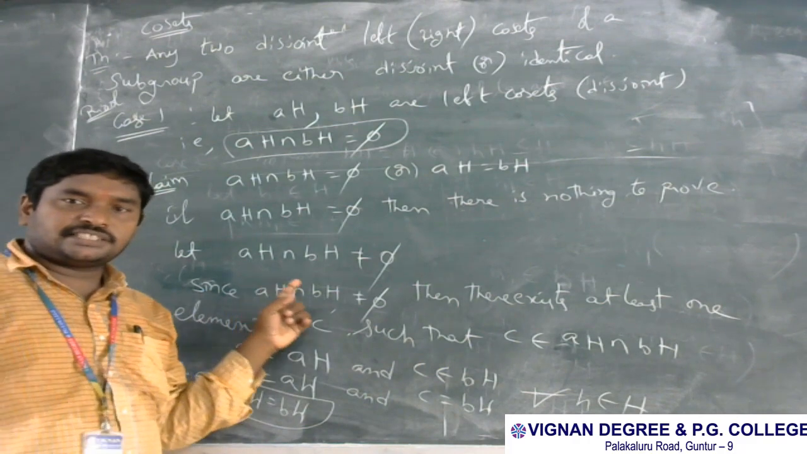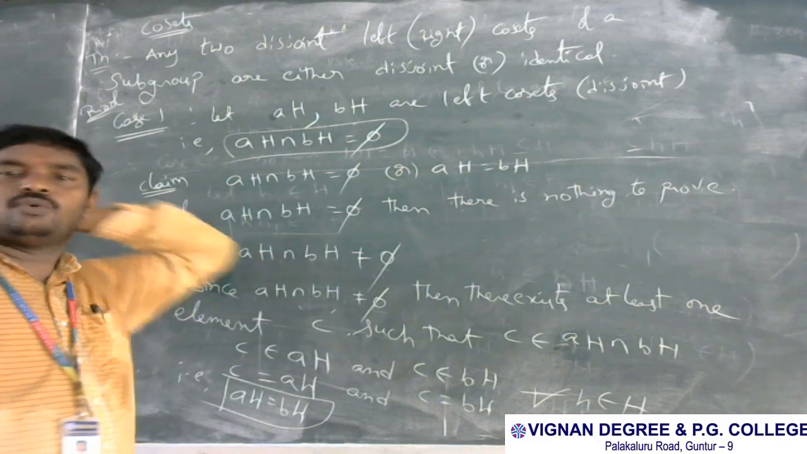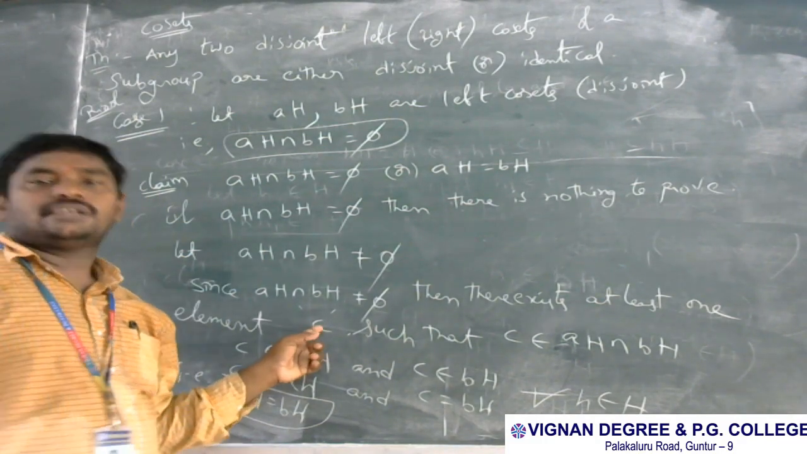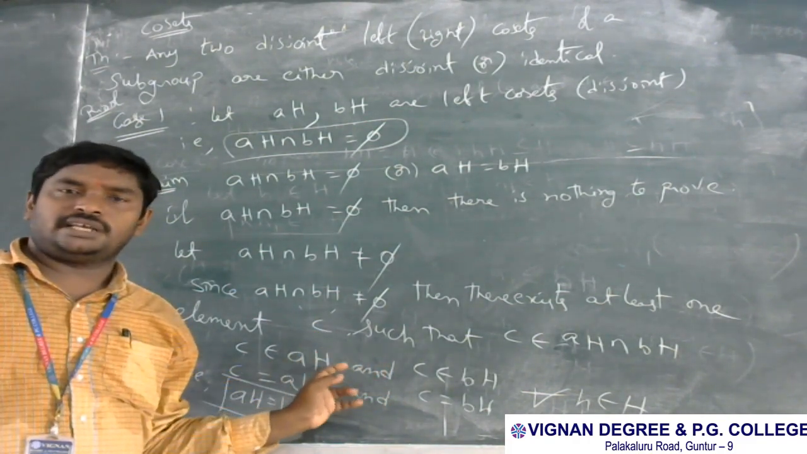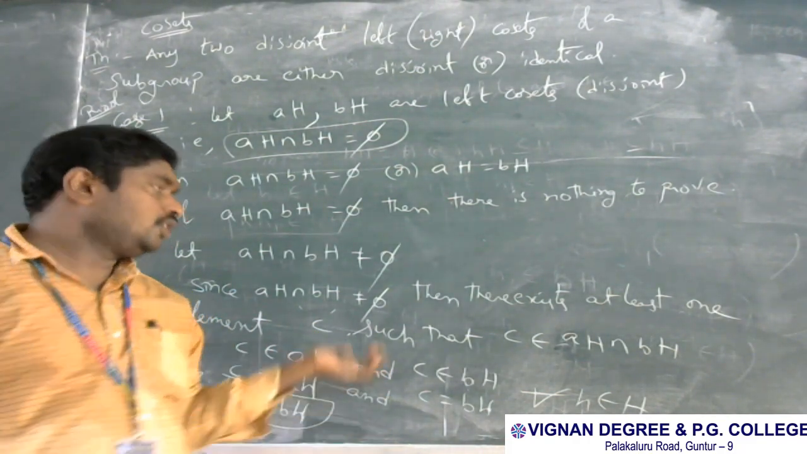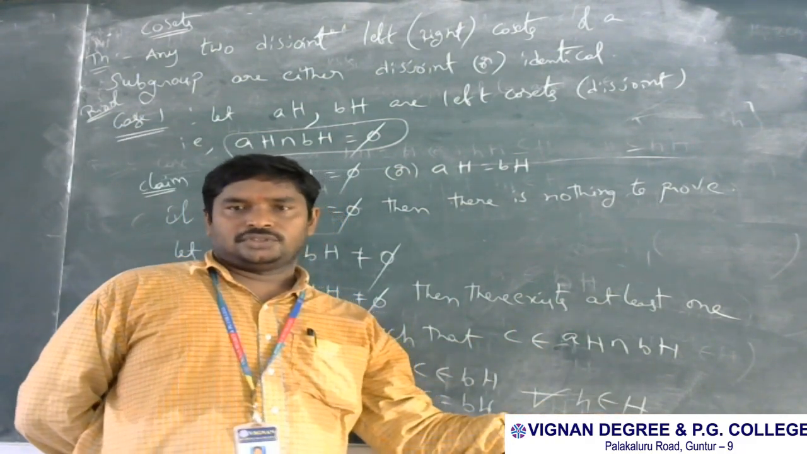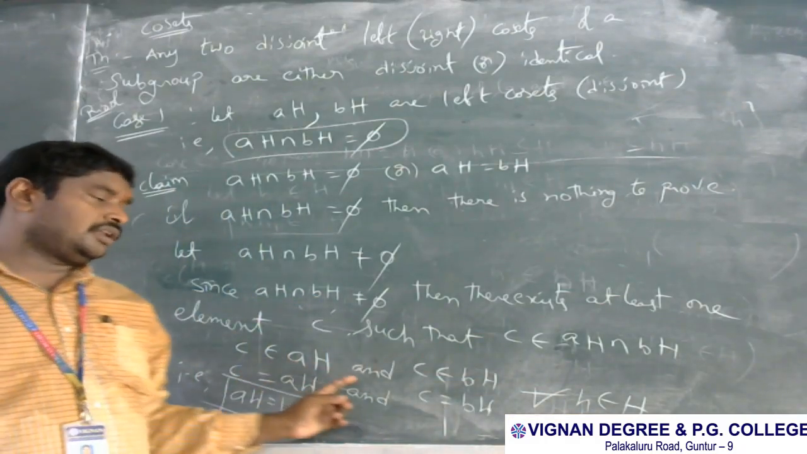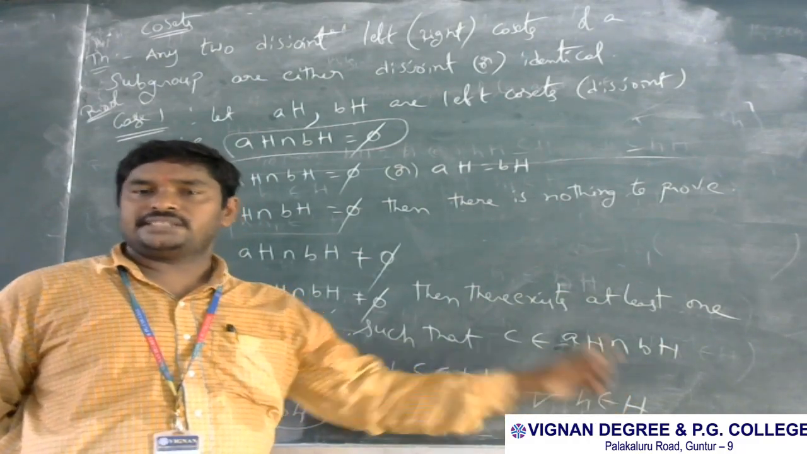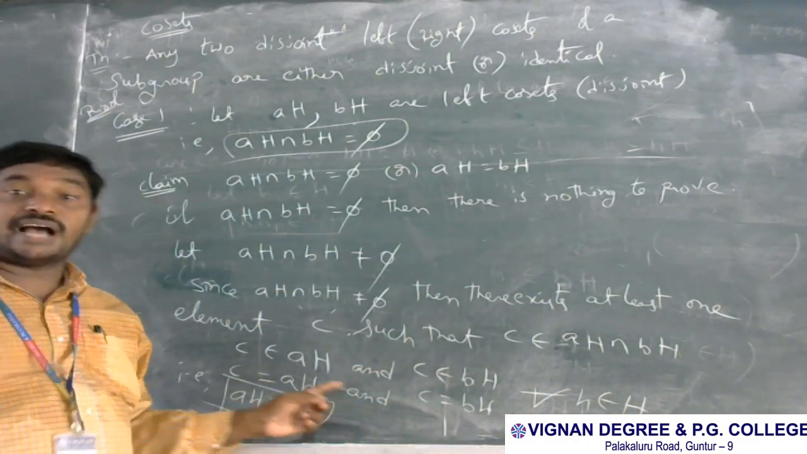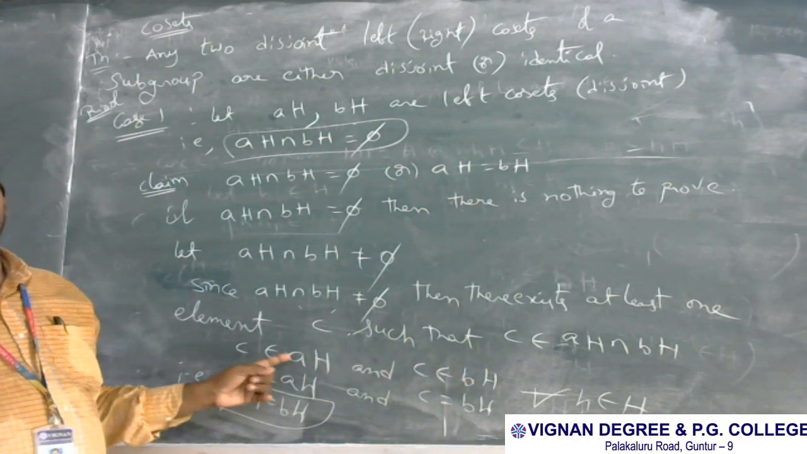Since aH intersection bH is not equal to the empty set, there exists at least one element. I have taken small c. If you are not interested in taking small c, you can take your surname, for example, my surname, small b. So c belongs to aH intersection bH. Here, belongs to an intersection means both, and: c belongs to aH and c belongs to bH.